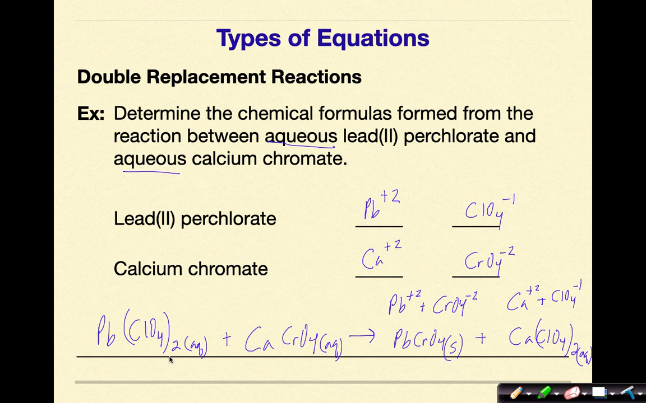Let's check that this is balanced by mass. We have perchlorate and we have chromate polyatomic ions appearing on both sides. 2 perchlorates on the left, 2 perchlorates on the right. That's balanced. 1 chromate on the left, 1 chromate on the right. We have 1 lead on the left, 1 lead on the right, 1 calcium on the left, 1 calcium on the right. All coefficients of 1. This equation is balanced by mass.